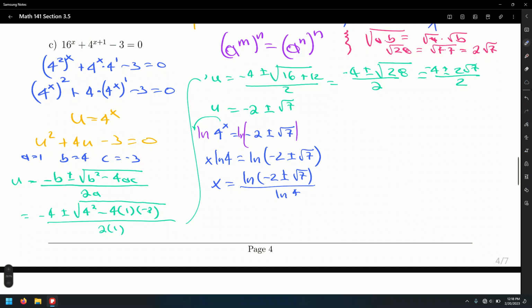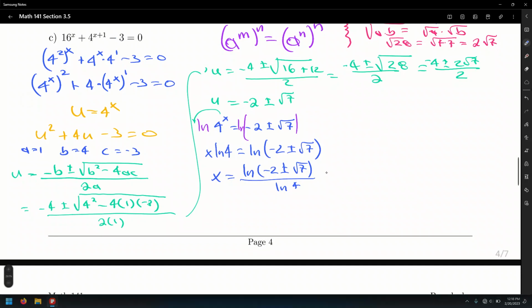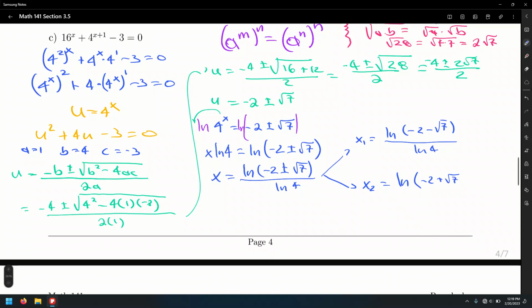So from here we are going to obtain two different results. Number one, on the one hand, x1 equals ln of negative 2 minus root of 7, the whole thing divided by ln of 4. And the second result will be x2 equals ln of negative 2 plus root of 7, and then the whole thing divided by ln of 4.